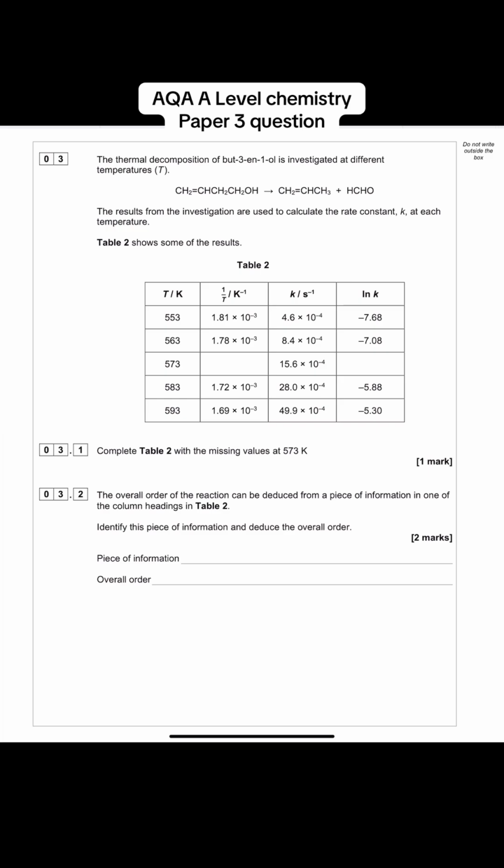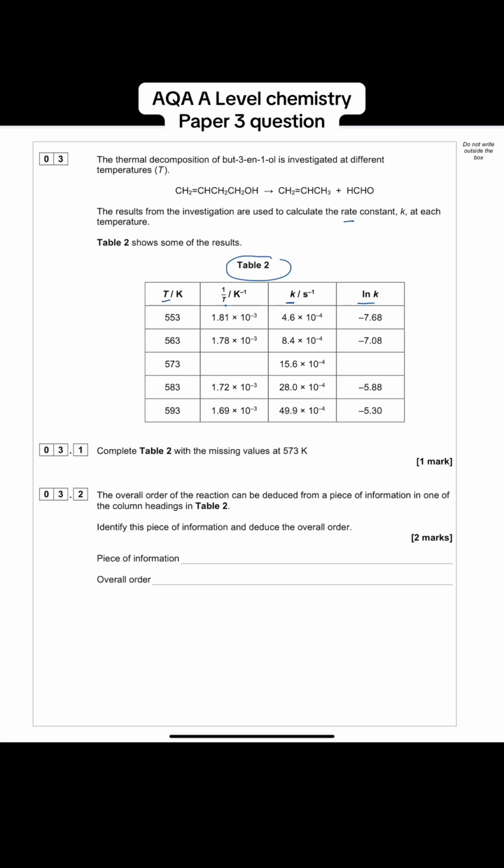So the results from the investigation are used to calculate the rate constant at each temperature. And Table 2 gives the results. So this is the temperature in Kelvin, this is 1 over T, this is the rate constant, and this is the natural logarithm of the rate constant. Now they want you to complete Table 2 with the missing values at 573 Kelvin.